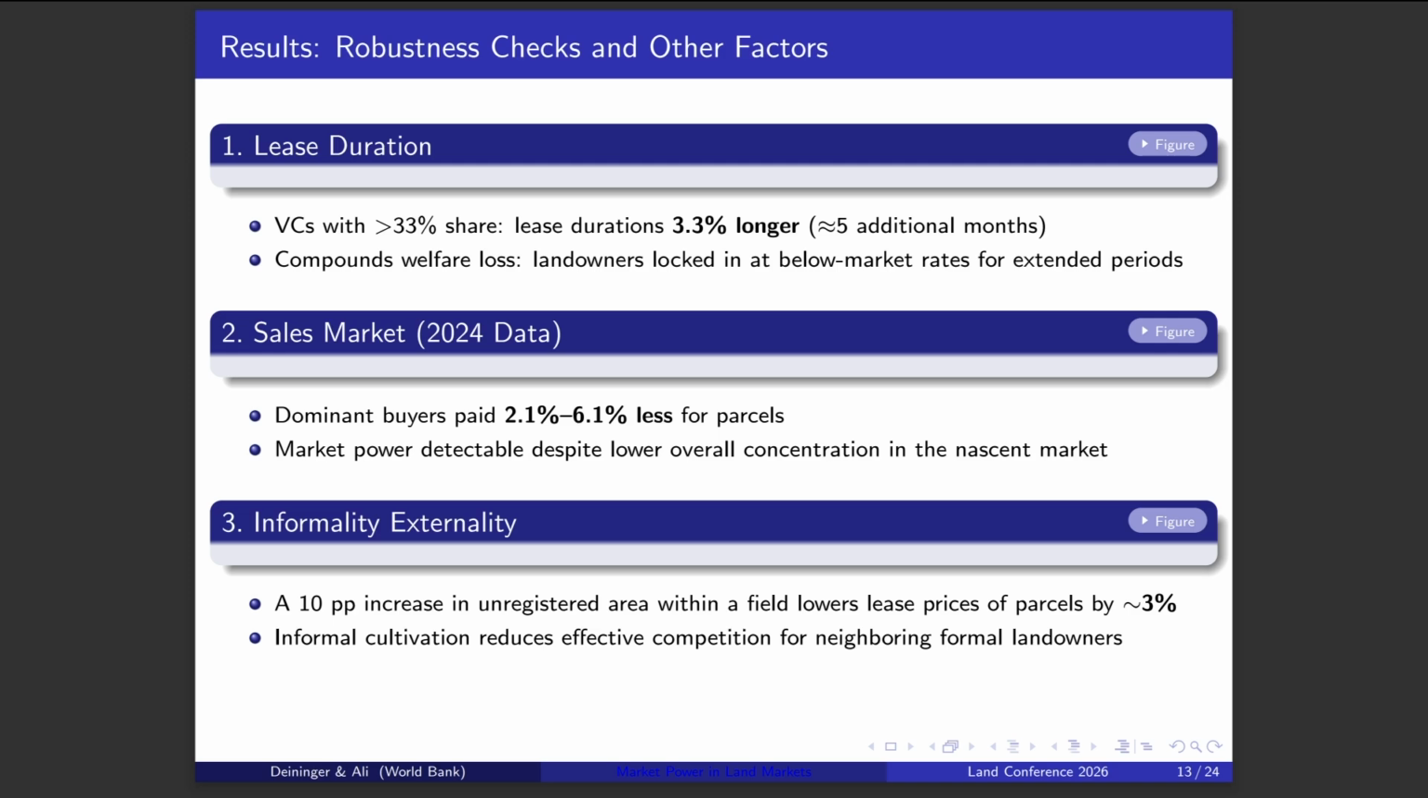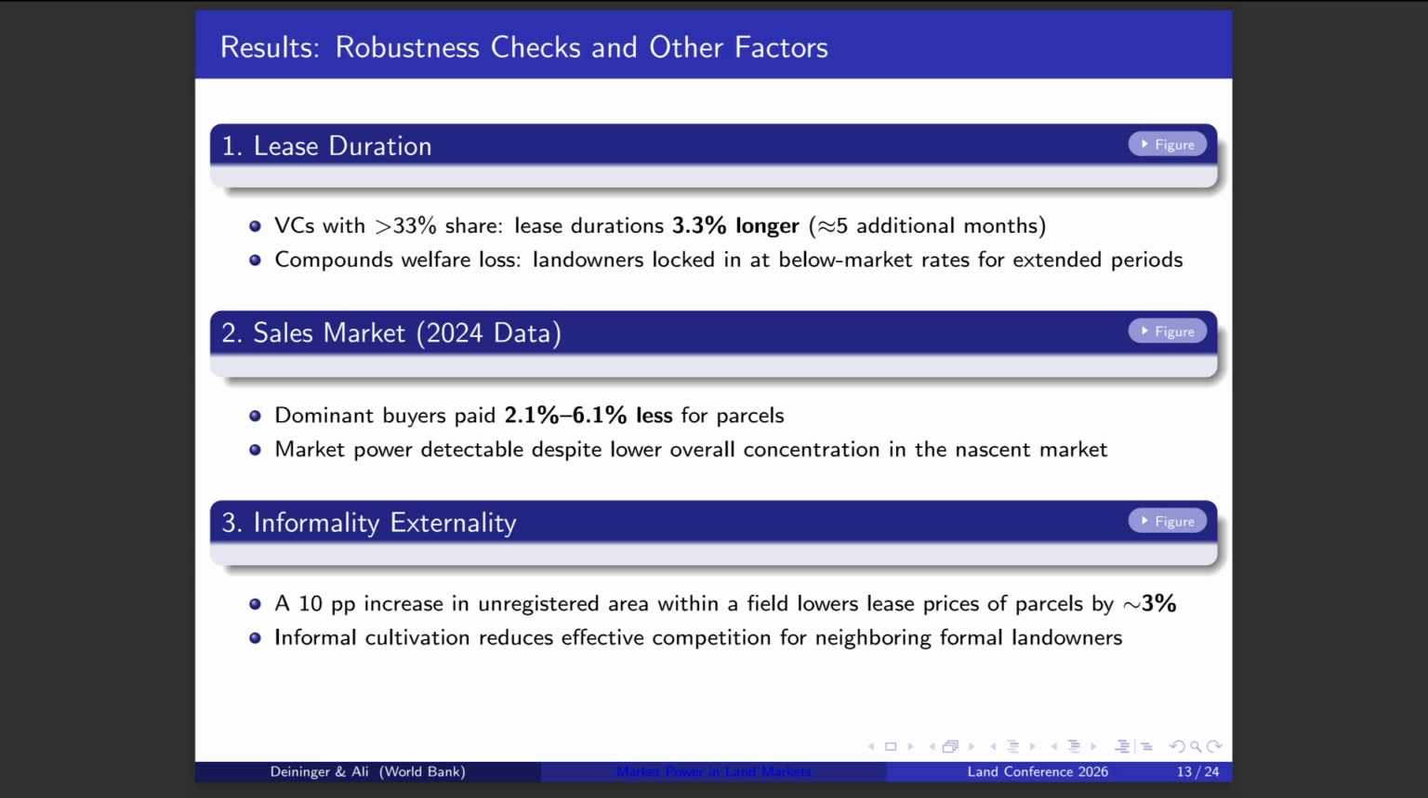And we also get the same result for the sales markets, even though we have only 1 year of data for the sales market. We see dominant farmers paying 2 to 6% less for parcels. So we can say that market power is detectable despite lower overall concentration in the nascent market.